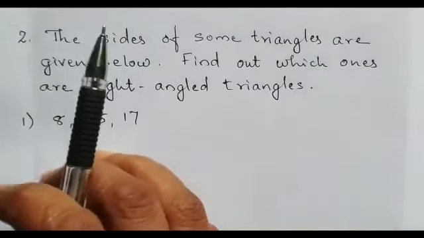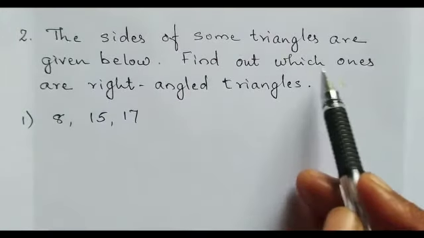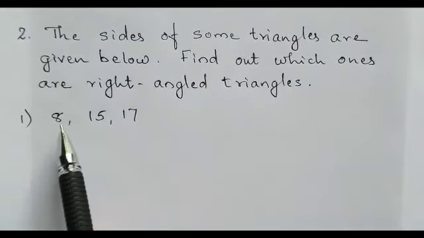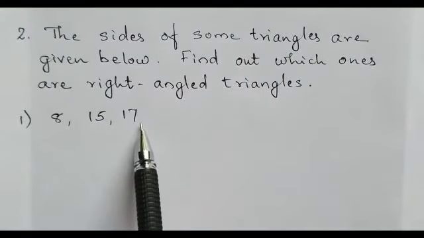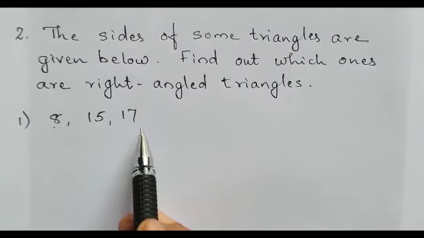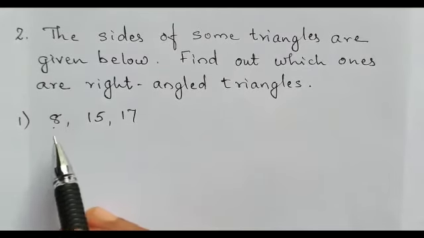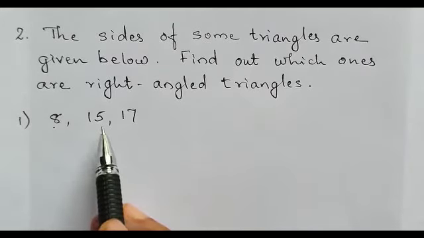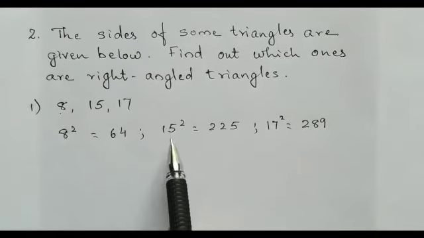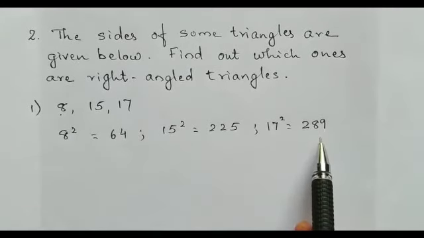Now let's see the second question. The sides of some triangles are given below. Find out which ones are right-angled triangles. The sides given are 8, 15 and 17. That means if these numbers is a Pythagorean triplet, then these measures will form a right-angled triangle. So first let us check whether these numbers form a Pythagorean triplet. 8 square is 64, 15 square is 225 and 17 square is 289.